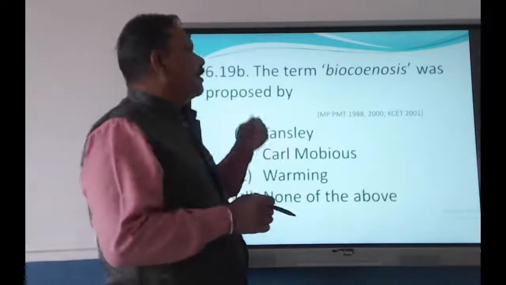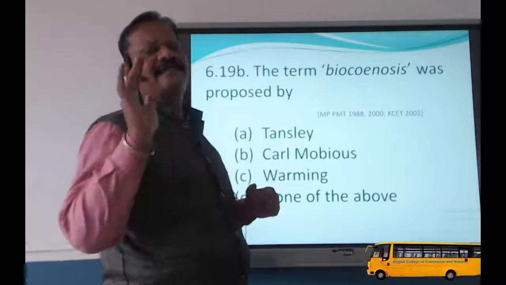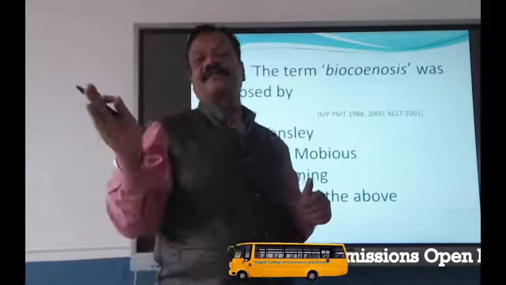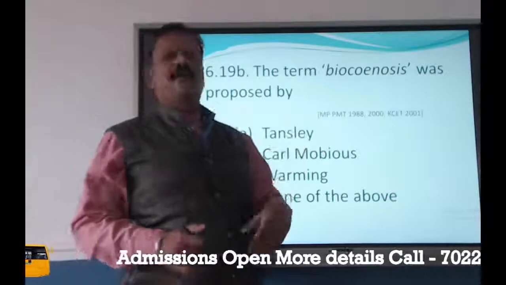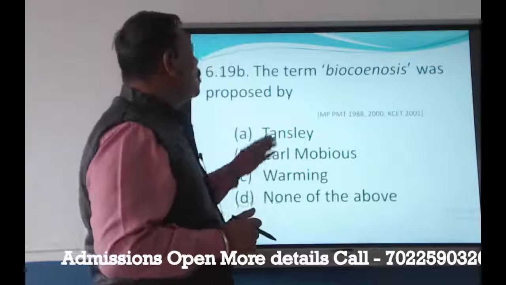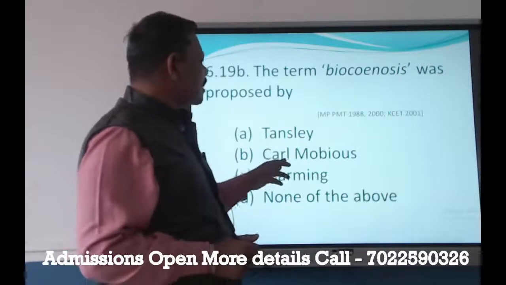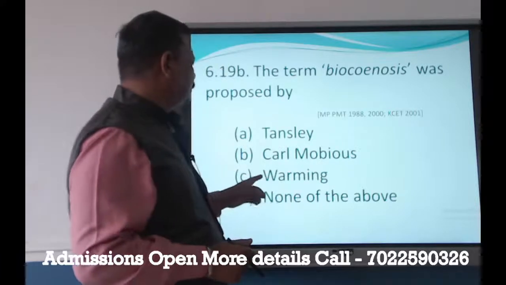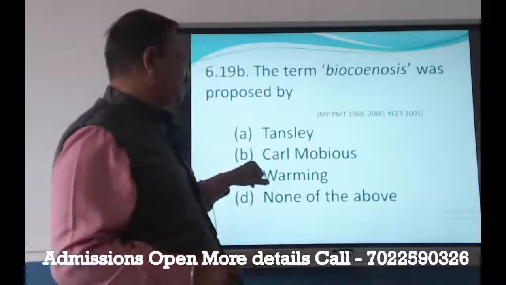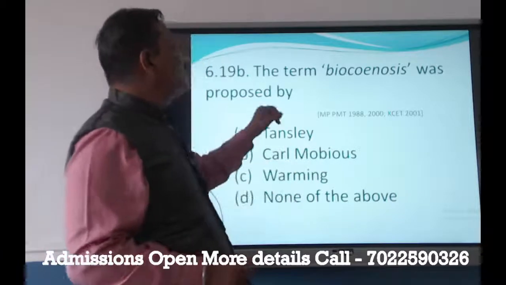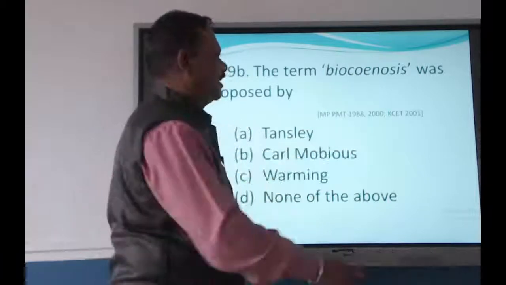The term biocoenosis was proposed by whom? Biocoenosis is nothing but a community. For community you are using the word biocoenosis. So who proposed that? Options: Tansley, Kahn, Mobius, Warming, none of the above. It is option B, Karl Mobius. He coined the term biocoenosis. Next one.